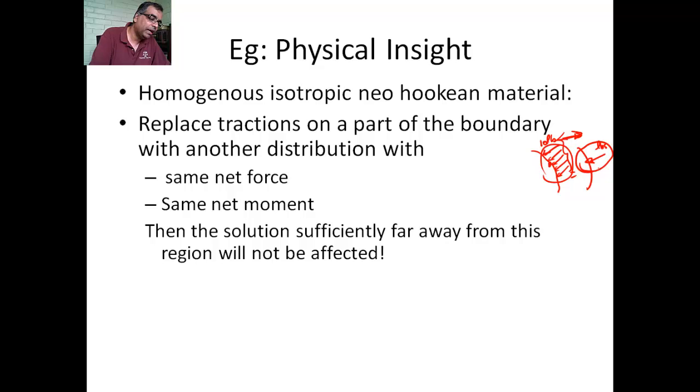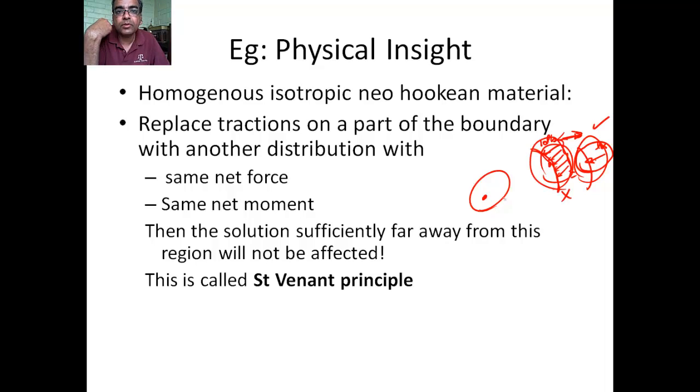Then if you want to find stresses far away from this region, let's say you want to find the stress here, it will not be affected by much. It doesn't matter whether it is this distribution or that distribution, you will get the same answer, more or less. So what happens is, if I find out that mathematically it's easier for me to solve this than this, I will replace this problem with that problem and say sufficiently far away things are okay. This is called Saint Venant principle.